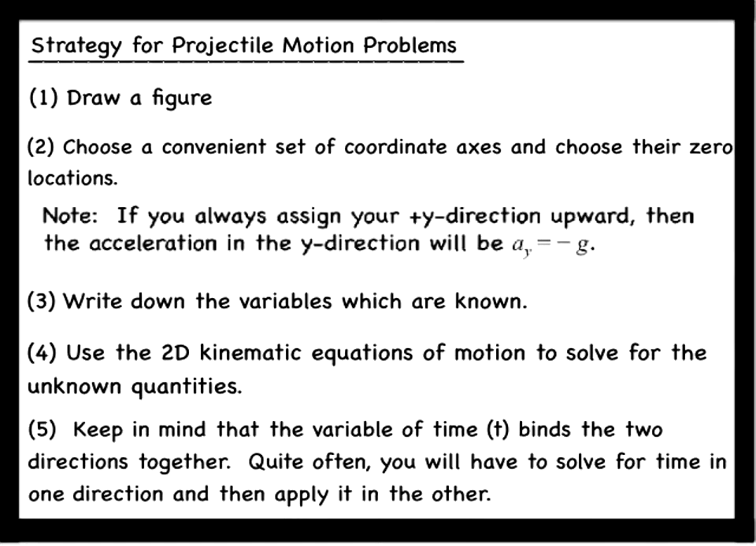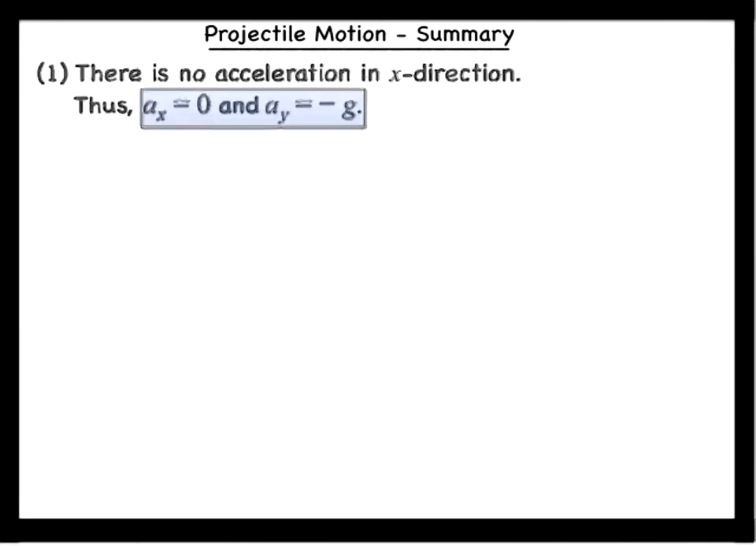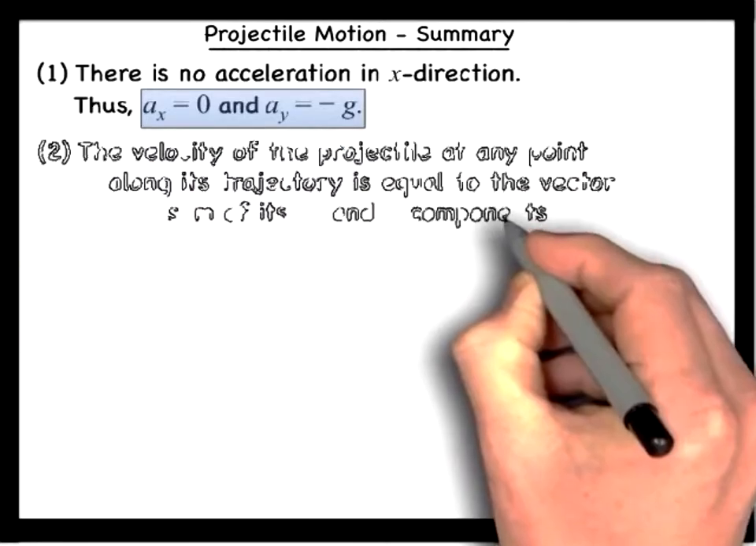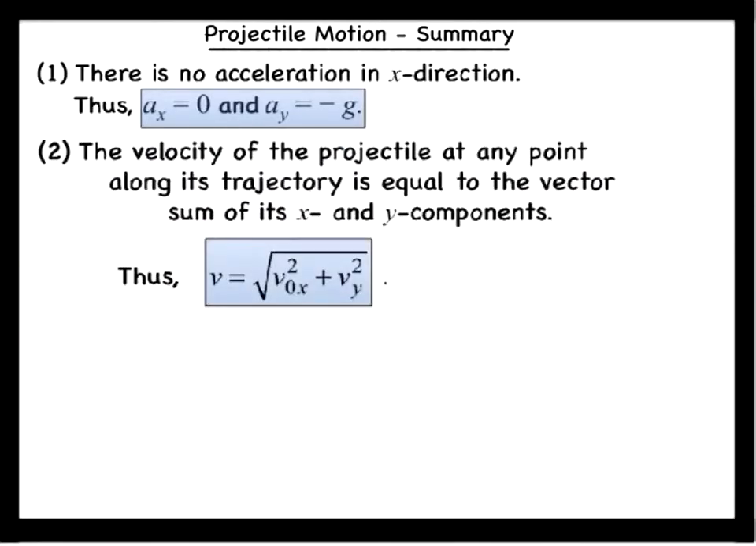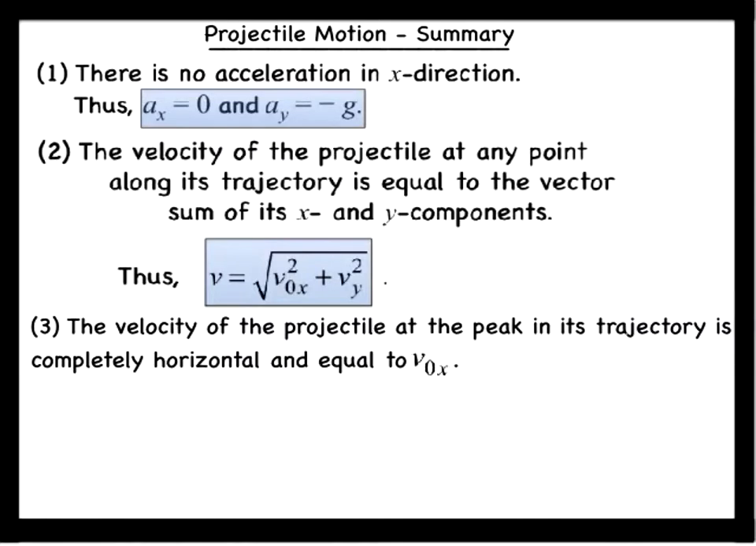Before moving on to the final section of Chapter 3, let's summarize the important points on projectile motion. 1. There is no acceleration in the x direction. Thus, a sub x equals 0, and a sub y is equal to minus g. 2. The velocity of the projectile at any point along its trajectory is equal to the vector sum of its x and y components. 3. The velocity of the projectile at the peak in its trajectory is completely horizontal and equal to v0 x. At the peak, the y component of the velocity is instantaneously 0.